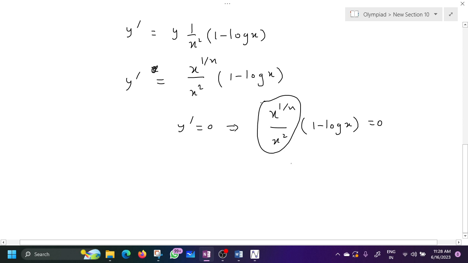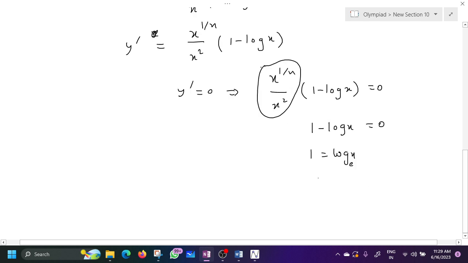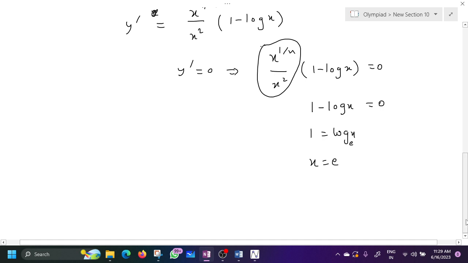So you can now say that since this quantity is greater than 0, only this quantity can be equal to 0. So this will give you 1 equal to log x base e on base e. So x is equal to e. Now let's see what's happening at x equal to e.